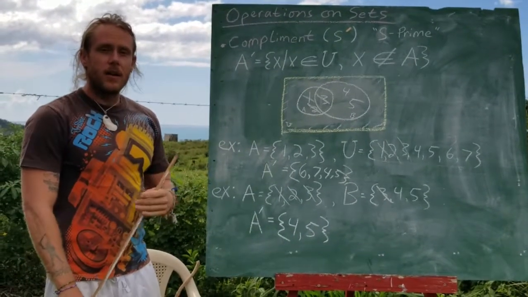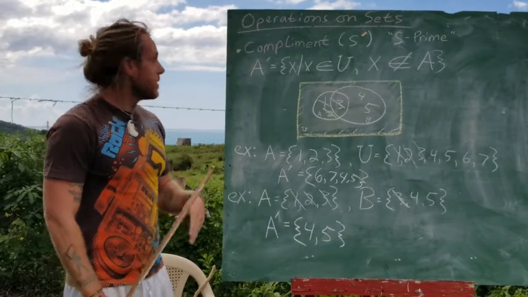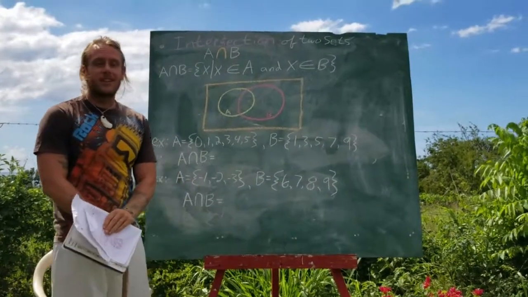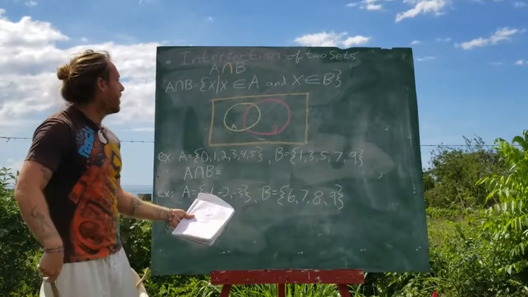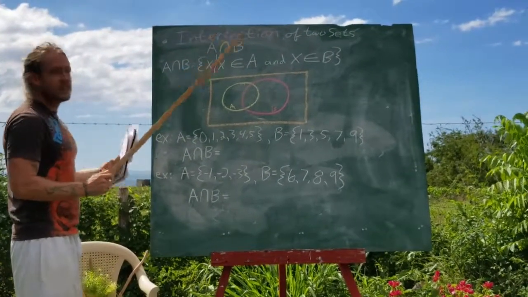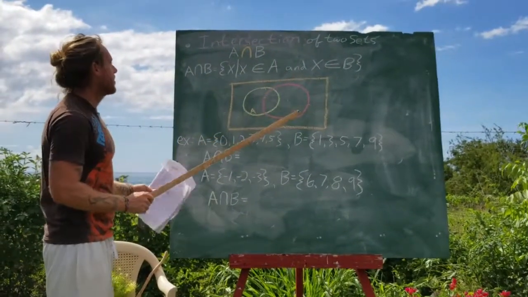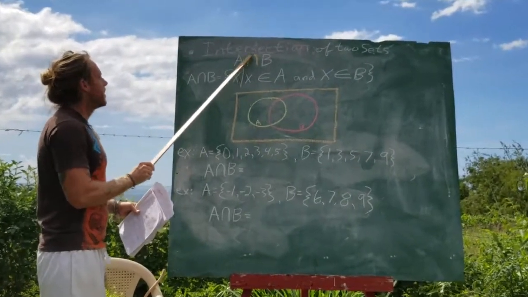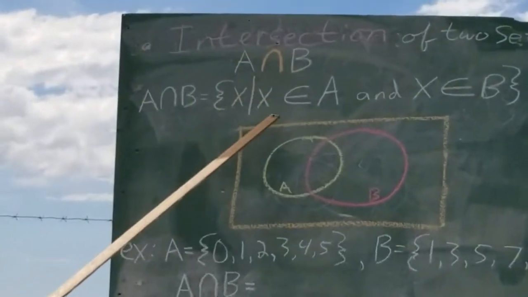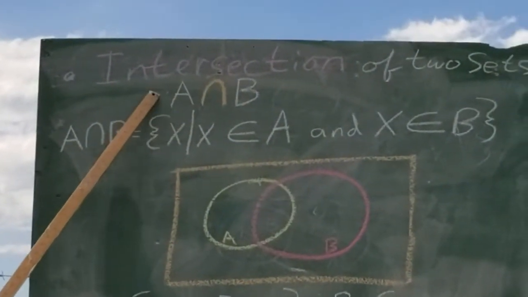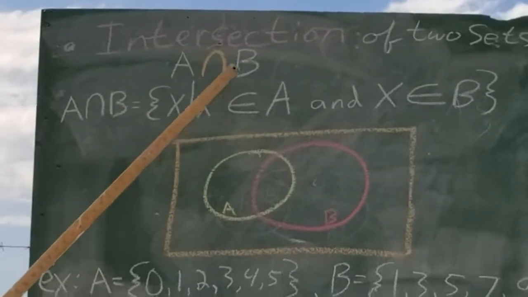All right, let's move on to our next operation regarding sets. Now let's look at another operation, the intersection of two sets. If we're looking at sets A and B and we want to find the intersection of A and B, we denote that with this handy little symbol, kind of like an upside down U right here. So this is the intersection of sets A and B.